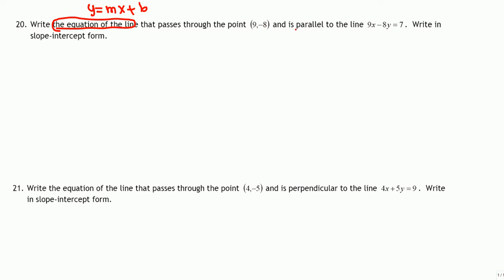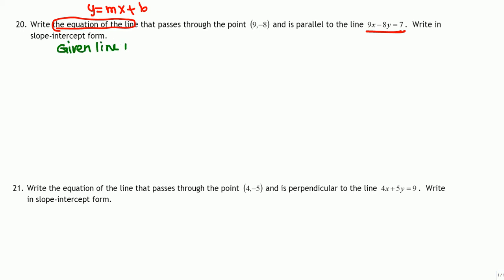And if we read further, it is parallel to the line, this is the given line. So our line, the to-be-determined line, is parallel to this line. Parallel lines means their slopes are the same. So we want to find the slope of the given line, and that slope will be the slope of our line. So we start with the given line.